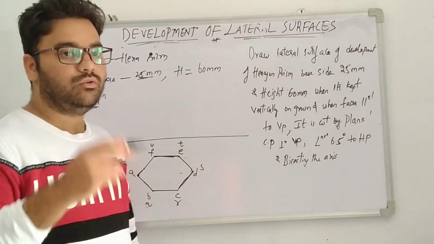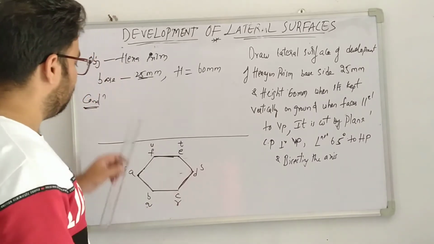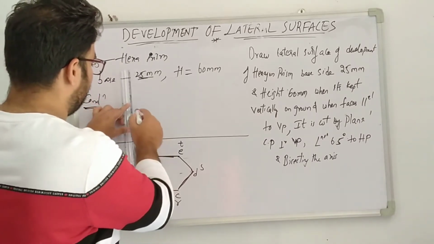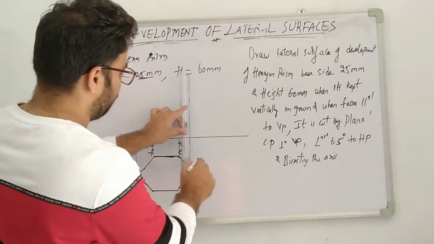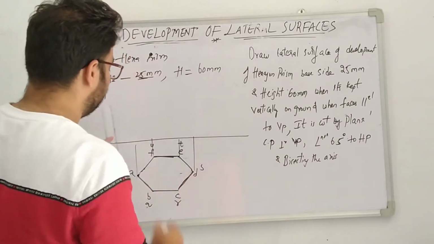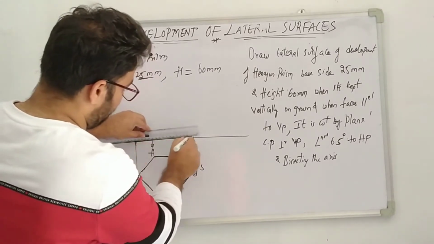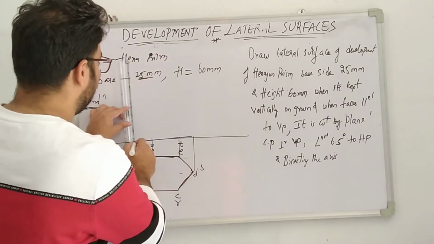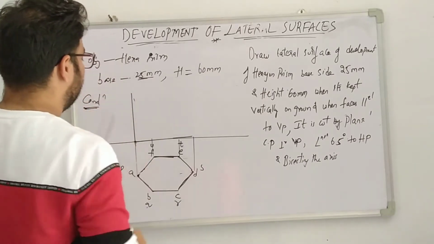Now we have to project the front view. In order to project the front view, draw the projection lines vertically upwards from the points. Now you have got some length, so highlight it. From there onward, draw the height. The height is how much? 60 mm. So draw the height 60 mm.